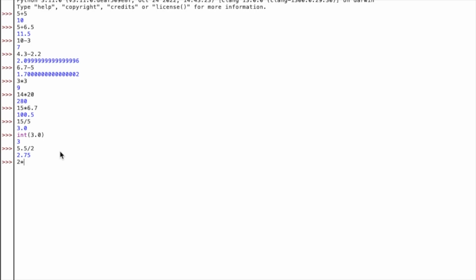So 1 asterisk would be to multiply, but if I use 2 asterisks, it's to the power of. So this would be 2 to the power of 4, which is 16. And let's go on.